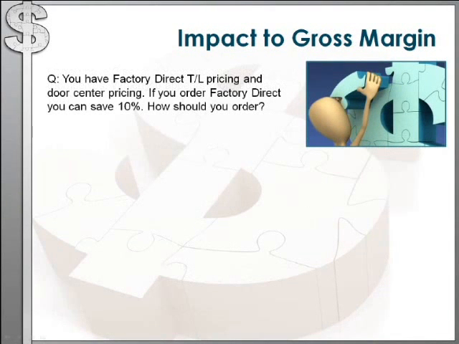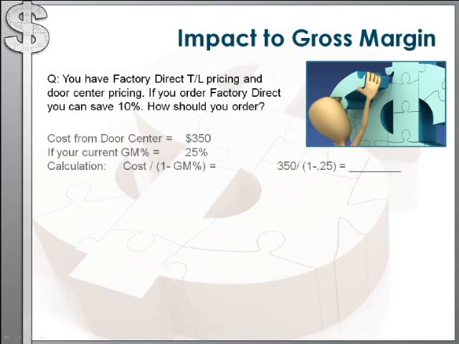In this next example, we have a scenario in which you have pricing factory direct as well as from the door center. If you order factory direct, you can save 10%. How should you order? Well, in this scenario, you have a cost of $350. And you're currently adding 25% margin to create your sale price.